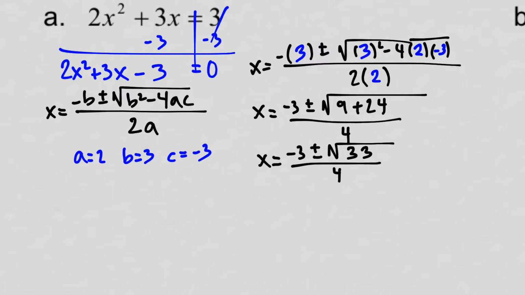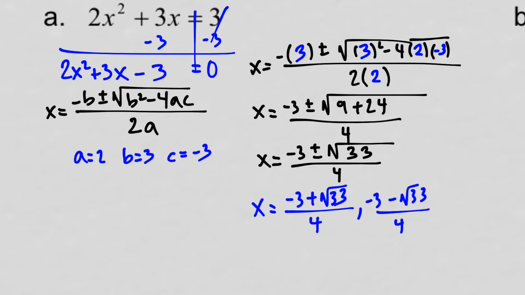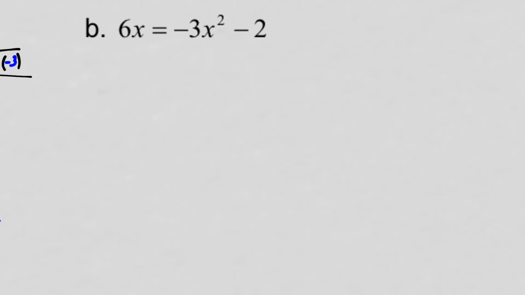So the two solutions are x equals negative 3 plus radical 33 over 4, and x equals negative 3 minus radical 33 over 4. There you go. Alright, so just like in the last example, I want you guys to try out part B on your own first. You probably will need the quadratic formula for this one again, and then come back and check your answer. Okay, go ahead and pause the video now so you can do it on your own.